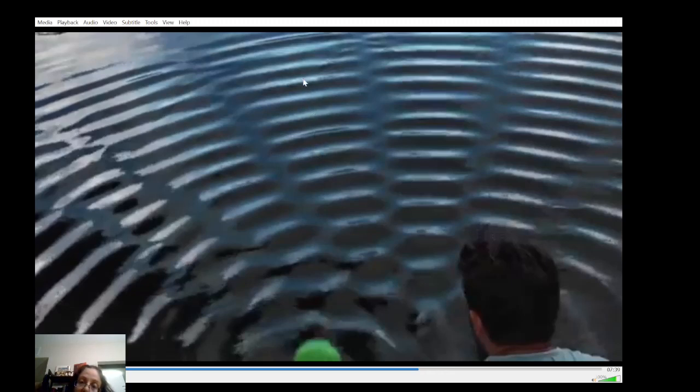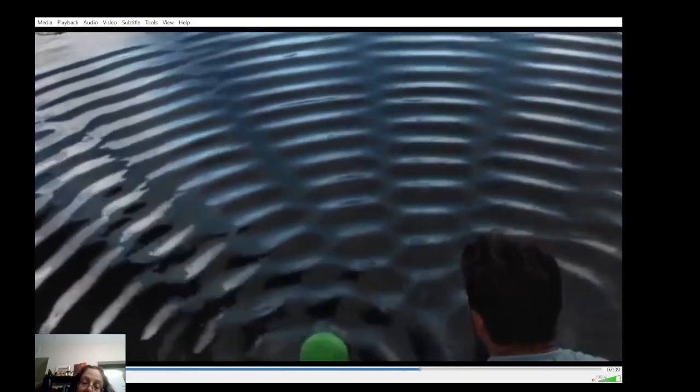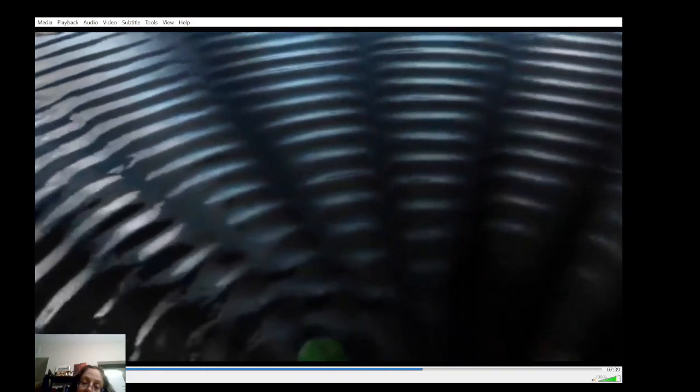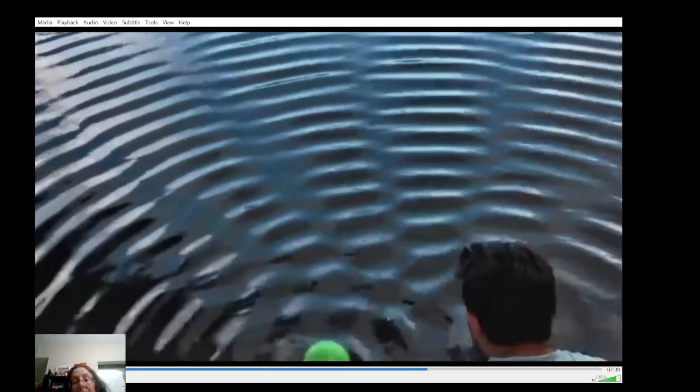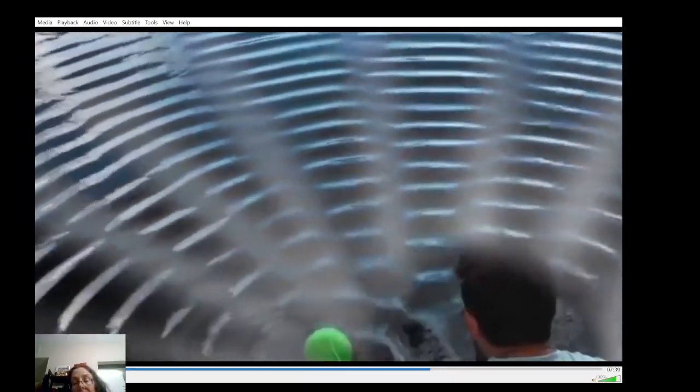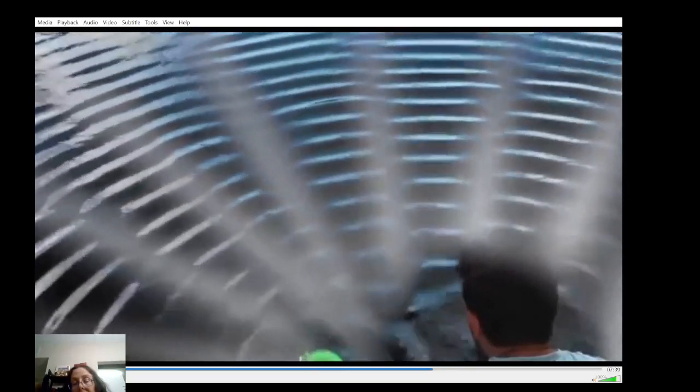When crest and crest are superimposed on each other, you're going to have a high amplitude here, high pressure or low pressure. The amplitude of the wave is increased. That's what we call constructive interference. But if the peak from one wave meets up with the trough from the other, then we get destructive interference and there's basically no wave there.